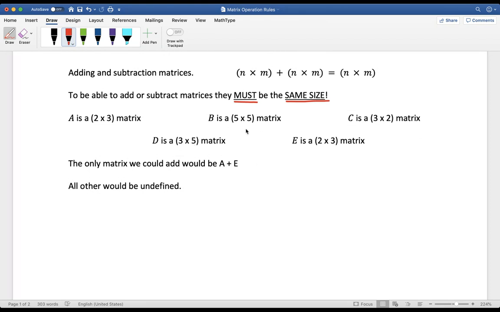All the other ones would be different. I don't care if one number is the same, both have to be the same. So since 5 doesn't match 3, or the number of rows doesn't match the number of rows, we could not add B or D. All others would be undefined because they are not the same size.